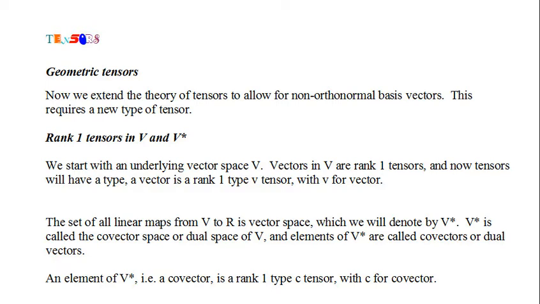The set of linear maps from V to the real numbers is also a vector space, called the dual space or covector space of V, and we will denote this vector space by V star. An element of V star, i.e. a covector, is also a rank 1 tensor, and its type classification is C for covector.